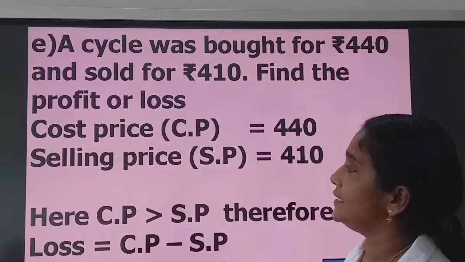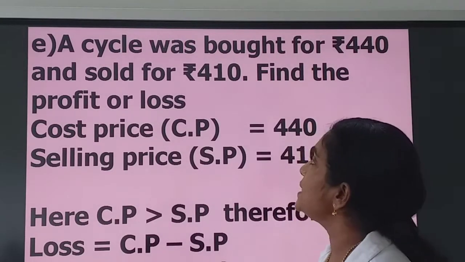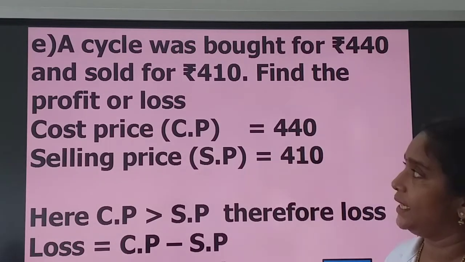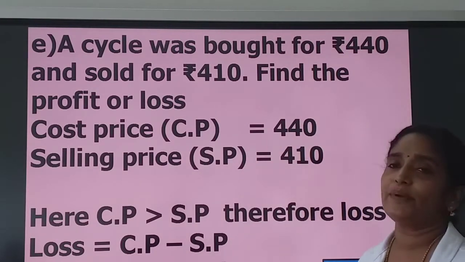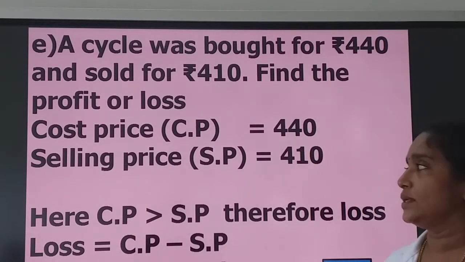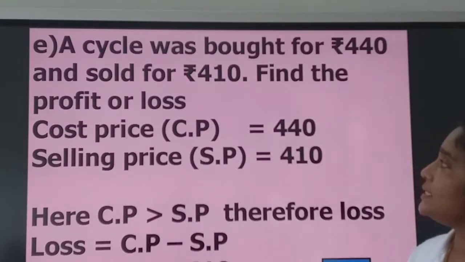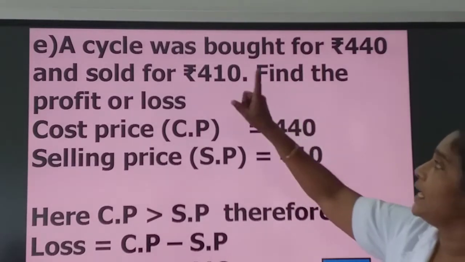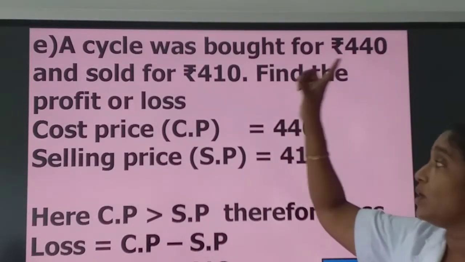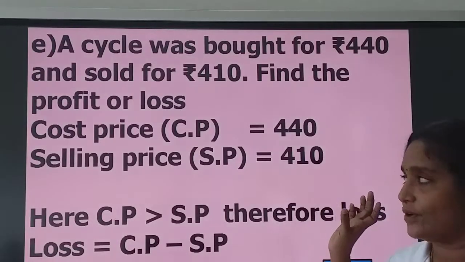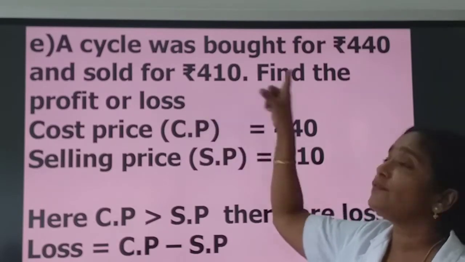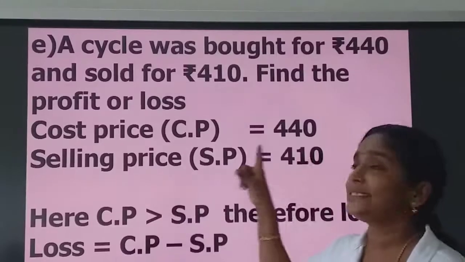Okay, we can discuss next question. A cycle was bought for rupees 440 and sold for rupees 410. Find the profit or loss. So, what is the cost price here? A cycle was bought for 440. That means cost price is 440. And what is the selling price? He sold it for 410. So, it is the selling price.